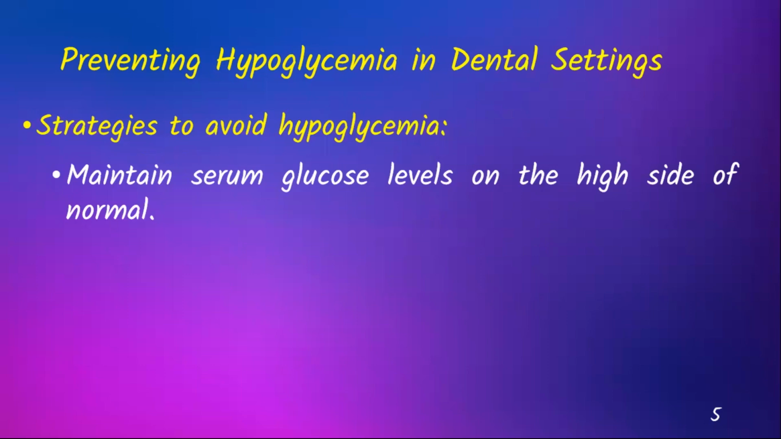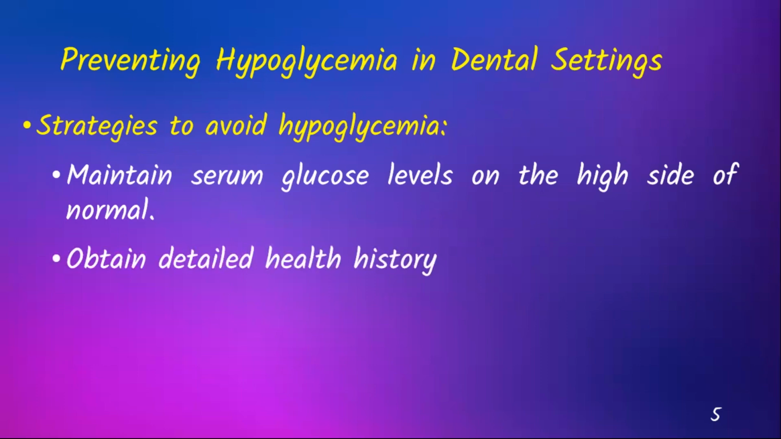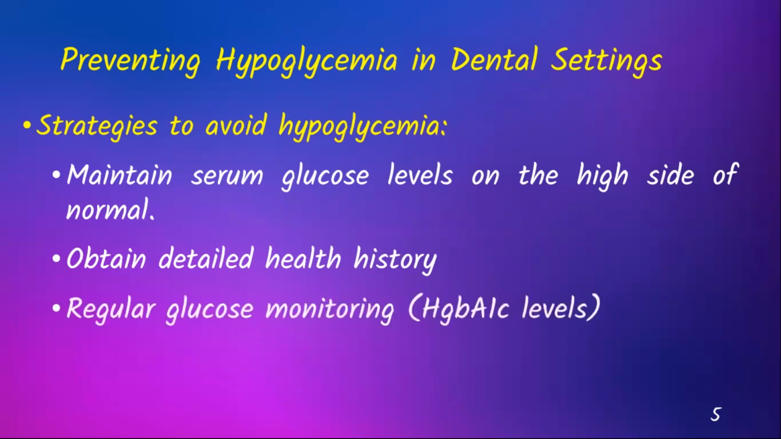Preventing hypoglycemia involves keeping serum glucose levels on the higher side of normal or even temporarily above normal. A thorough health history interview is essential for a diabetic patient. During the health history interview, assess the patient's diabetic control. Ensure the patient regularly monitors their serum glucose or knows their hemoglobin A1C levels. If patients do not regularly check their glucose levels or are unsure of their HbA1c level, contact their physician to determine if routine dental care can be performed safely.